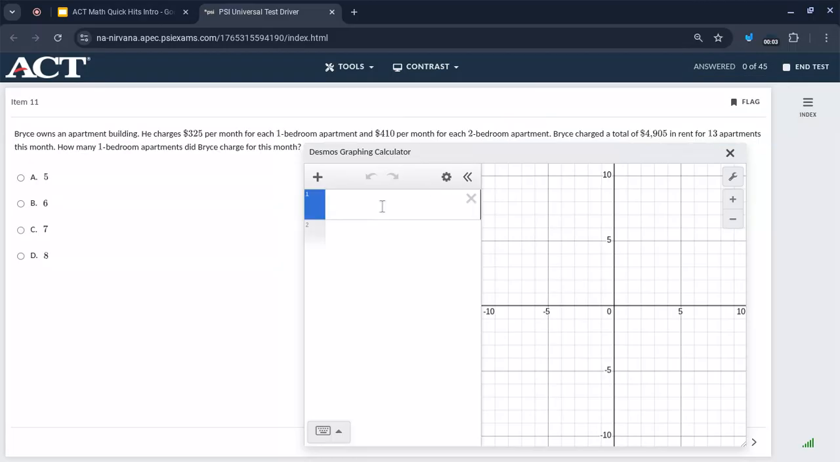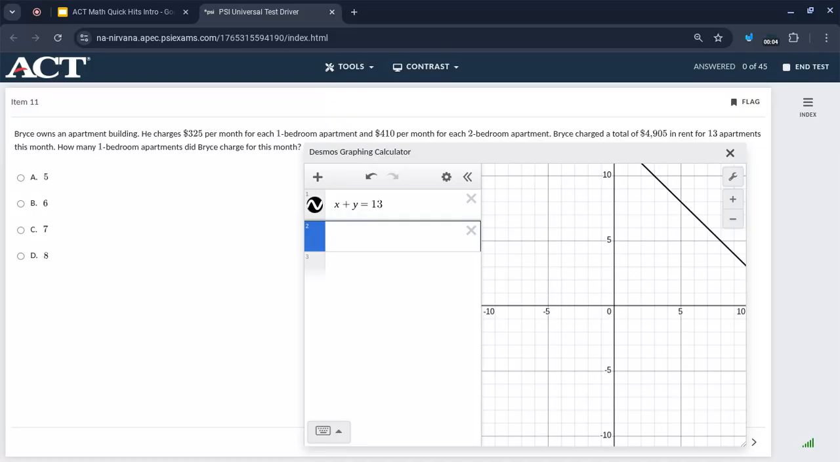All right, so let's deal with the number of apartments, right? So we said X is the one bedroom apartments. Well, if I add that to Y, the two bedroom apartments, it has to give me that total we saw of 13, because that's how many he rented, 13 apartments in total.